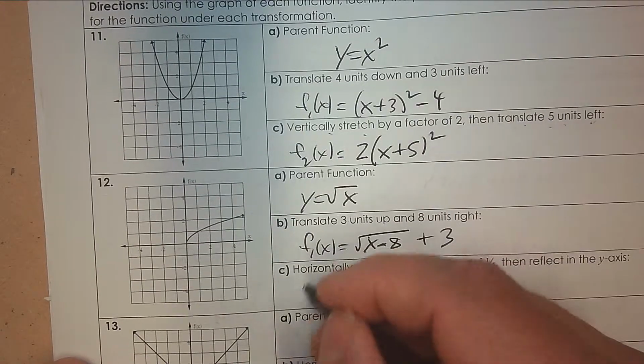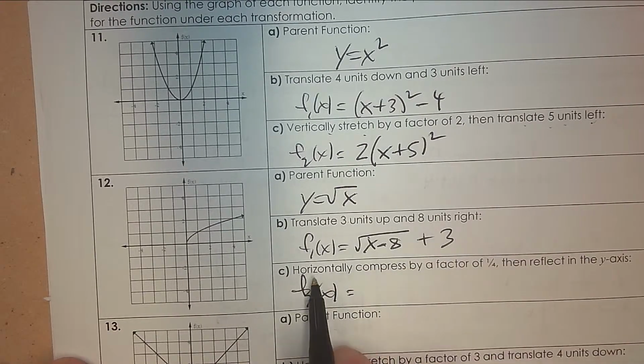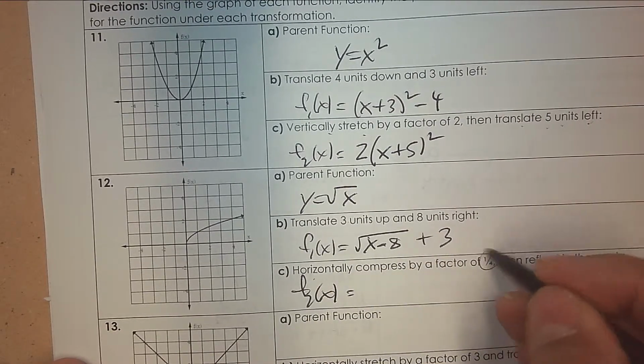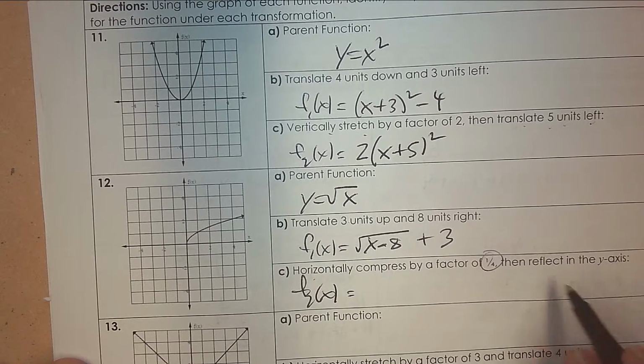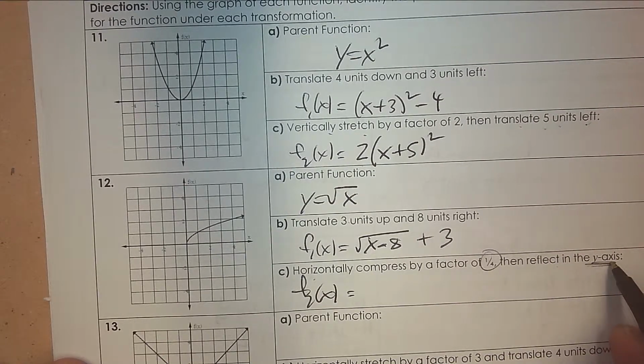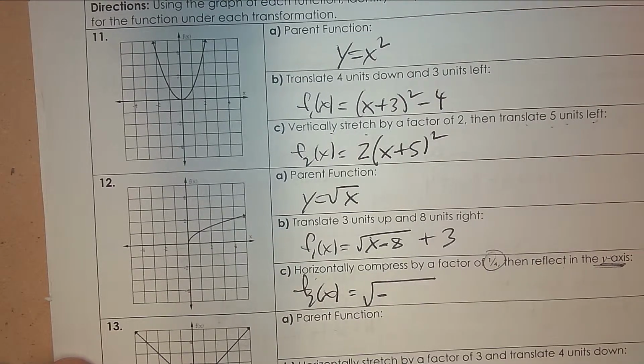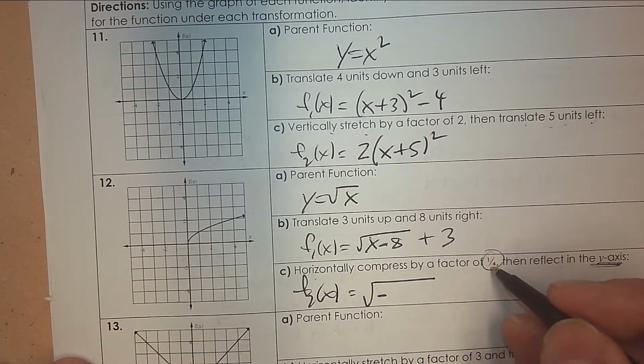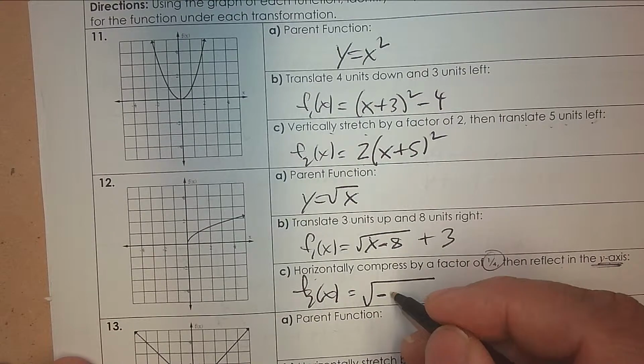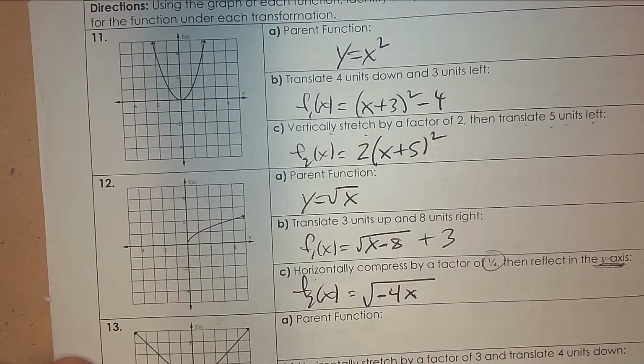How about if I take that same one and I horizontally compress by a factor of 1/4? Then reflect in the y-axis. Well, the y-axis is inside, so inside will be at negative. 1/4, we then do the reciprocal, we do the inverse, so that's 4. And you have it.